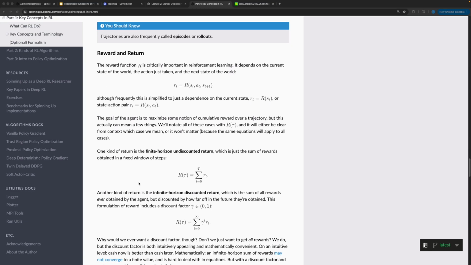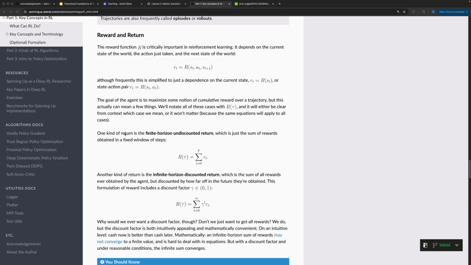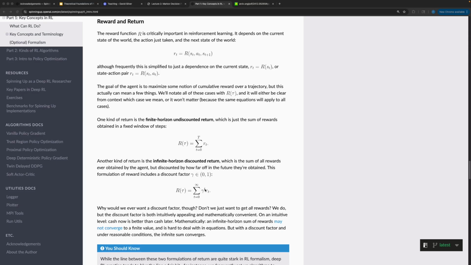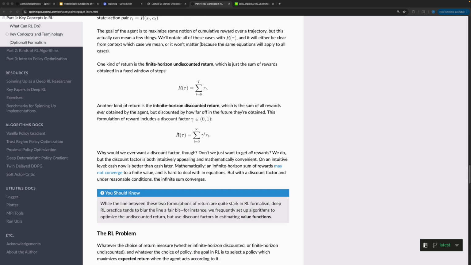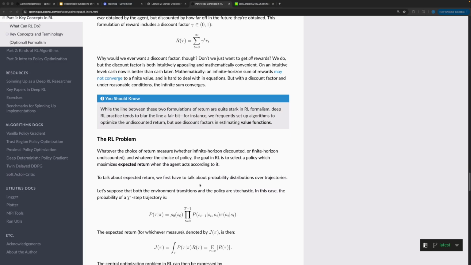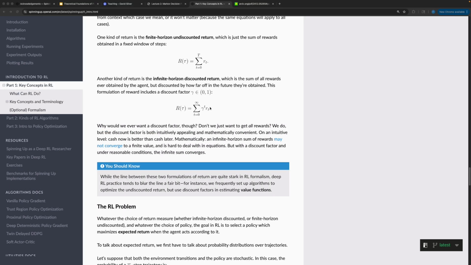One important concept is that of return. The return of a trajectory is nothing but the sum of rewards, and sometimes it's also written as the discounted sum of rewards. Here it's represented by capital R, but often it is represented by G. So G_t gives you the return from a time step t, and that is nothing but the total sum of discounted rewards from that time step t.